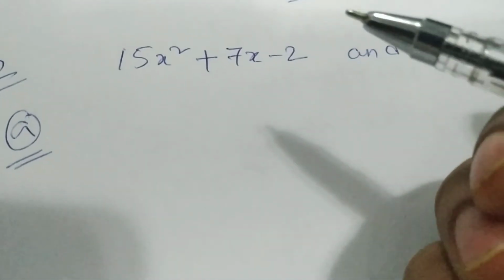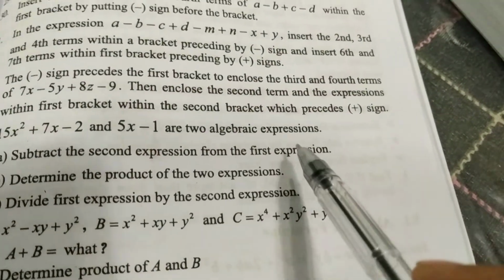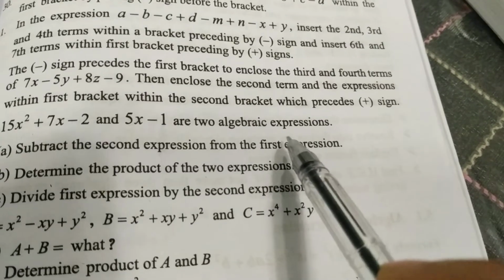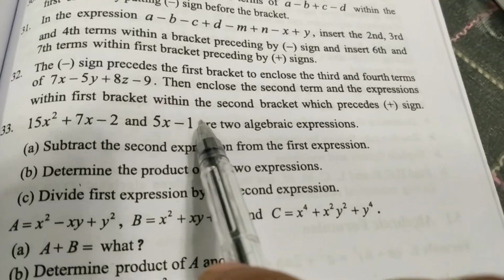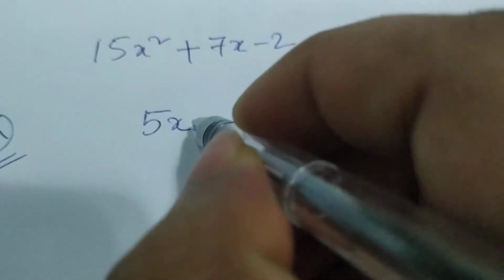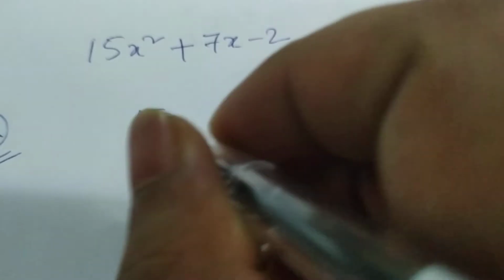Subtract the second expression from the first expression. So always remember, after "from", we usually write the first expression, right? So "from the first expression" means we need to write the first expression first, then the second expression. So it becomes like this: first expression, subtract the second expression from the first expression.